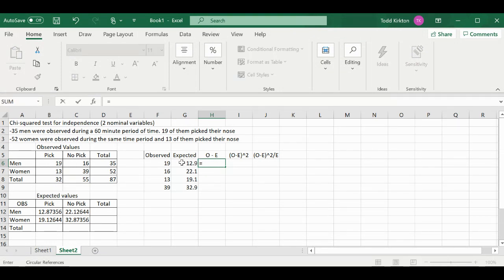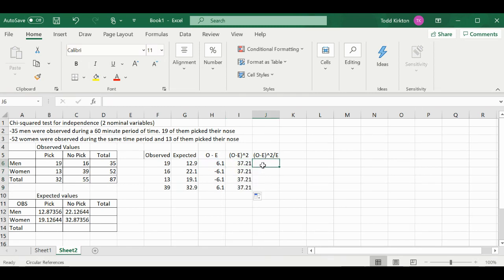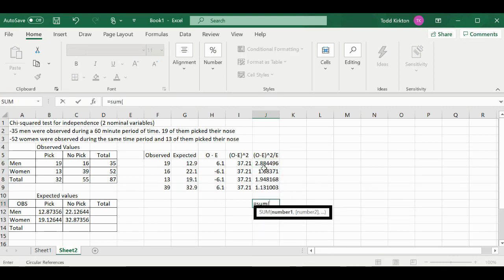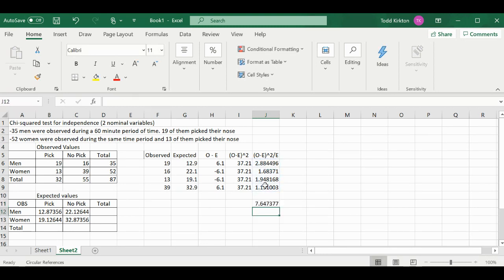So again, you can use your formulas: observed minus expected. Drag those down. They're all the same there. And then we want to square that number. Those are all going to be the same. And this last one's the most important. It's the column we just did divided by the expected value. And so you can drag that down. The sum of those values is our chi-squared number that we compare to the critical value.